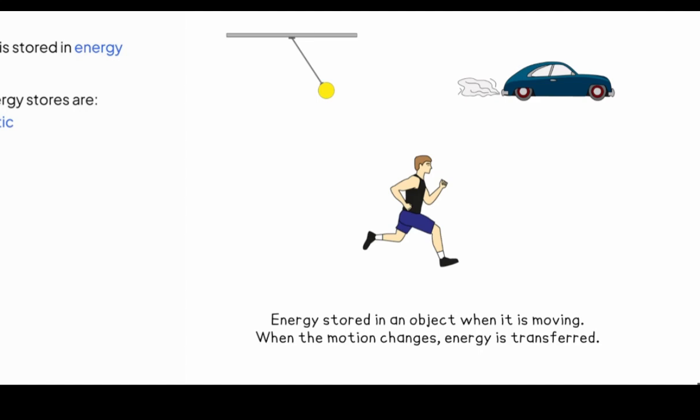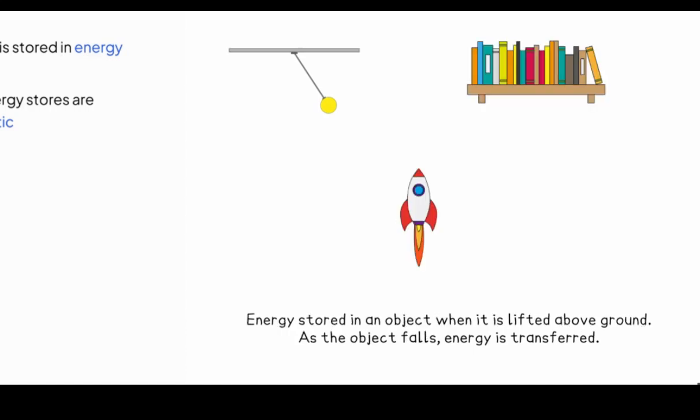Moving objects have energy in their kinetic store. When they stop moving, energy is transferred away from the object. When objects are raised through a gravitational field, energy is transferred to their gravitational potential store. When the object falls, energy is transferred away from the object.